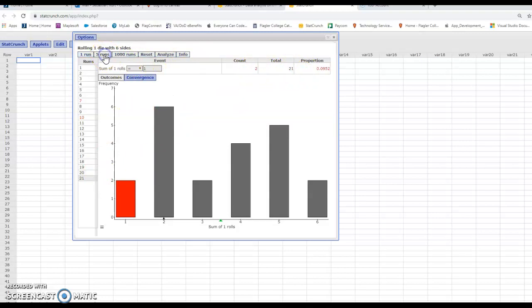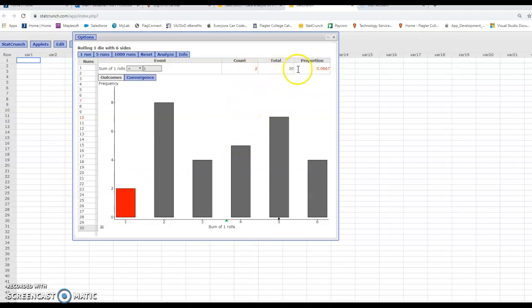Let's go 5 more runs. Wow, really not showing up. Okay, let's go 5 more runs. Let's do 30. Okay, so over 30 runs, we only got 2 ones. Now, over the long haul, it should be 1/6, which means we should have seen about 5 ones.